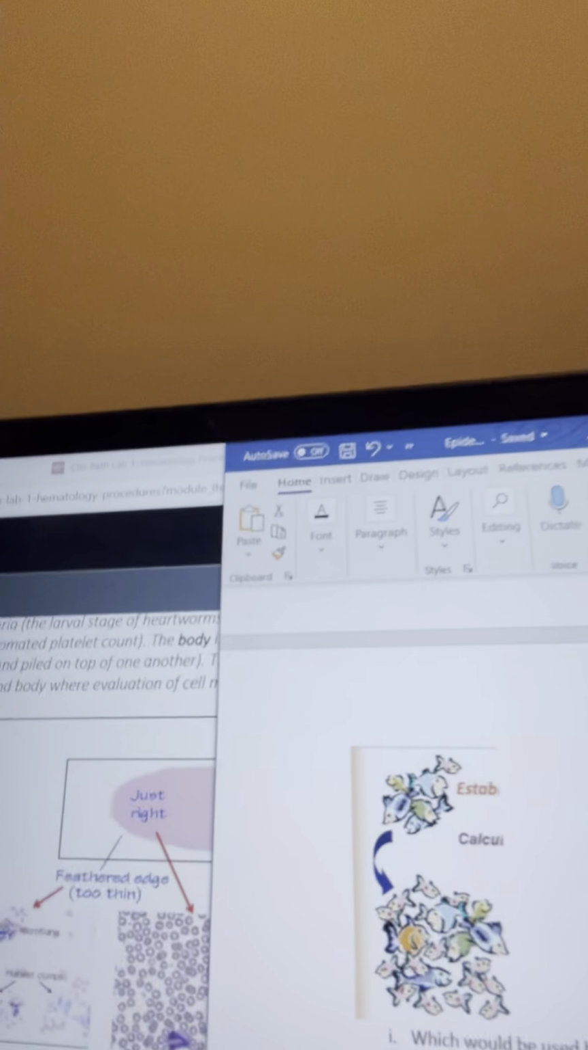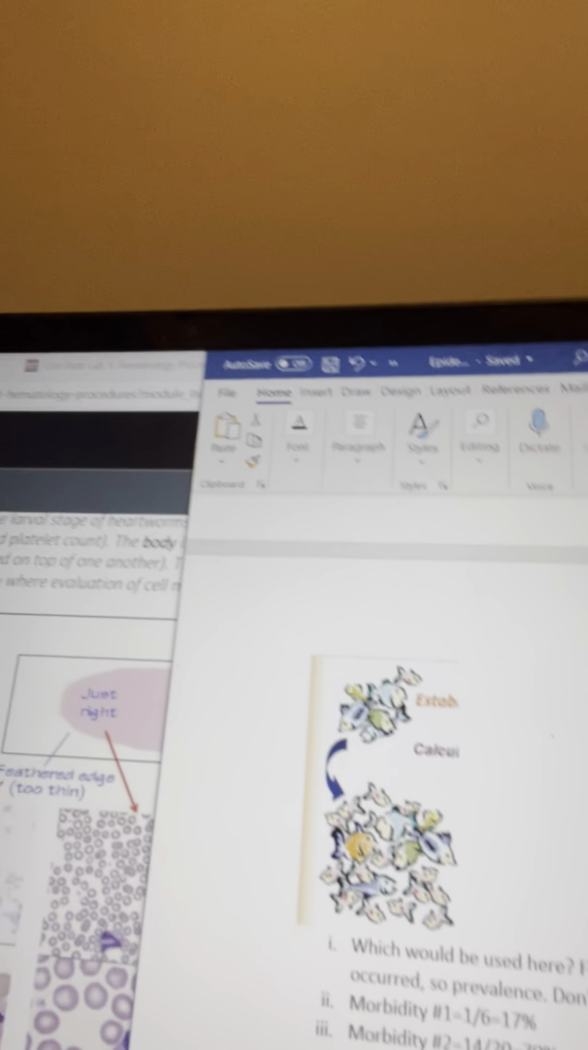So we have an example. Here we have these fish, which become more fish. So what will we use here? This is the fish example. We don't know when the disease occurred, so this would be prevalence.